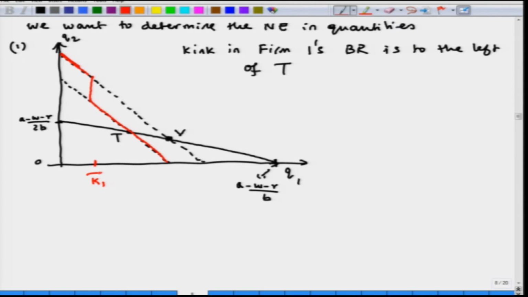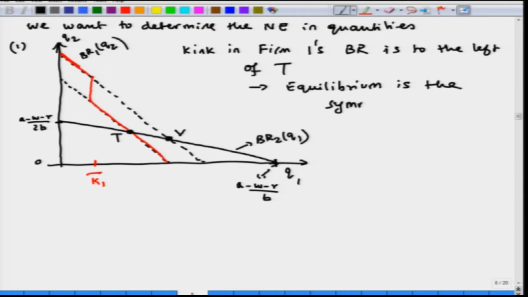So, the kink in the best response function is to the left of T. So, the K1 bar is to the left of T. Now, in this case the best response function of firm 1 and the best response function of firm 2 intersect at T. The equilibrium is the symmetric Cournot equilibrium.